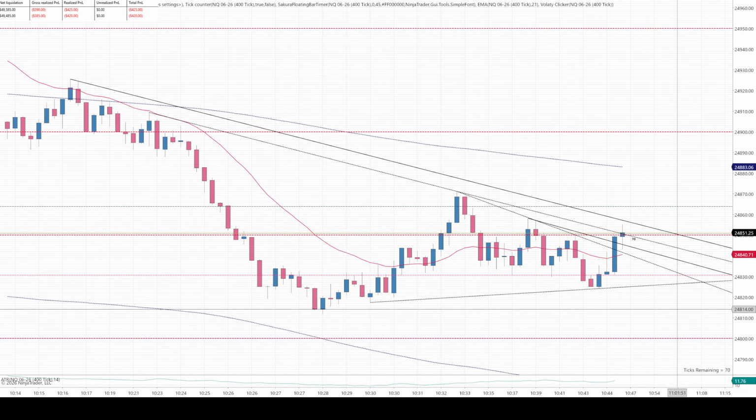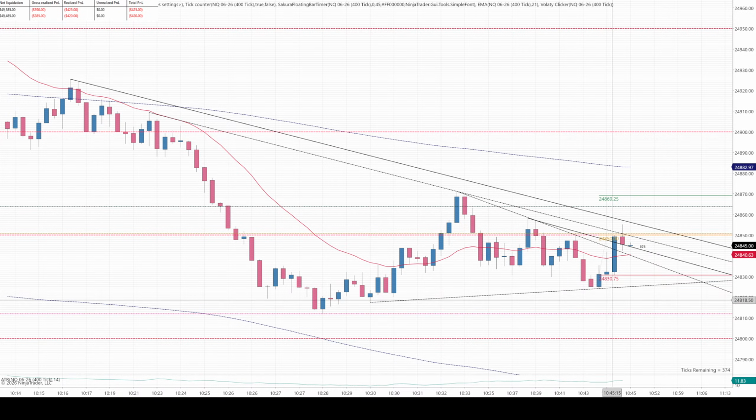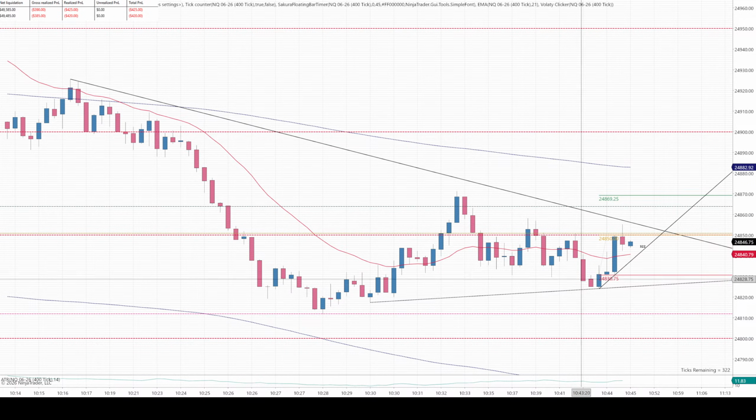Okay, we did trigger higher here, but we got all that resistance overhead. Let's delete these lines that are no longer valid. Also just triggered lower again.